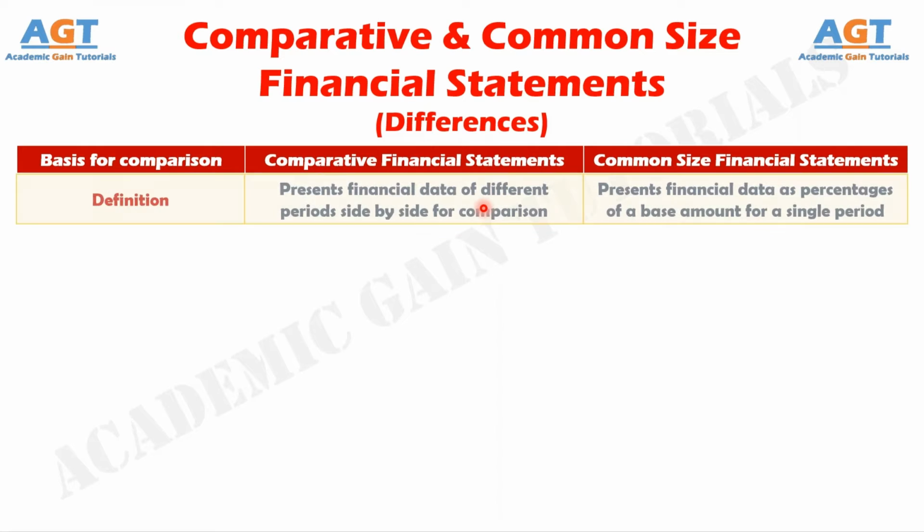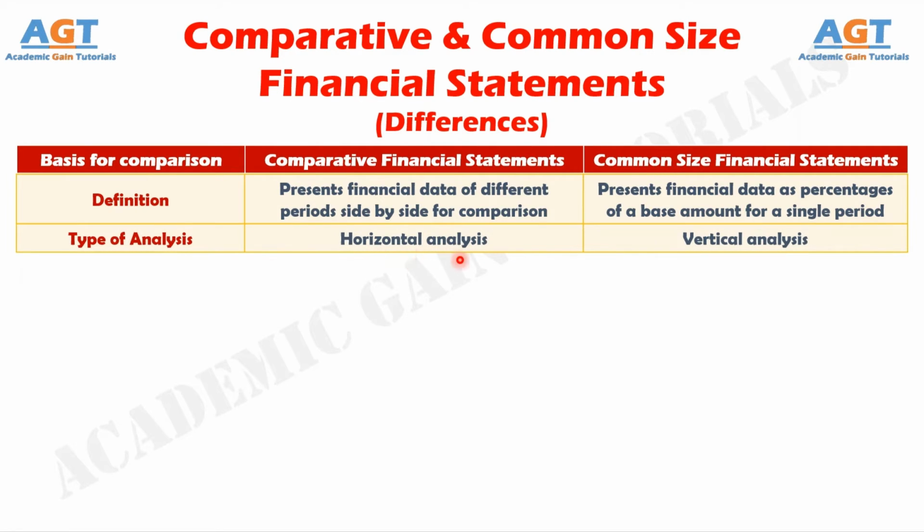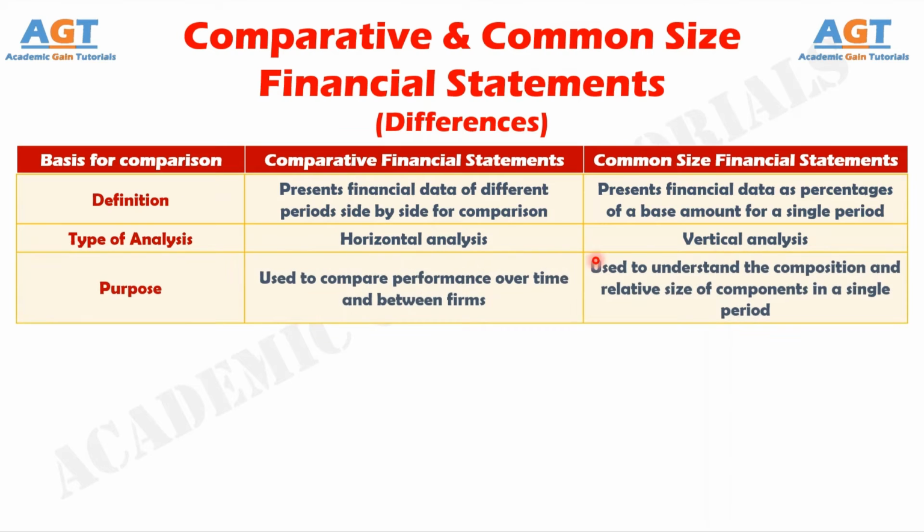Difference number 1. A comparative financial statement shows financial performance over multiple periods, whereas a common-size financial statement presents financial data as percentages of a base value for one period. Number 2. Comparative financial statements use horizontal analysis, whereas common-size financial statements use vertical analysis. Number 3. The main purpose of comparative statements is to identify trends and make time-based comparisons, whereas common-size statements are aimed at analyzing internal structure and presenting information to stakeholders.